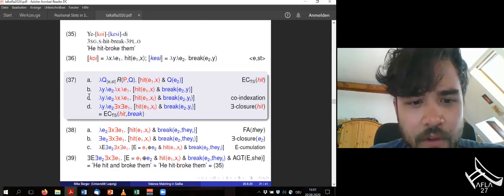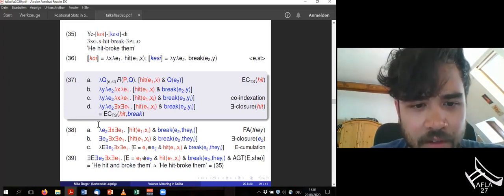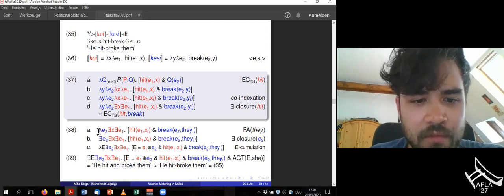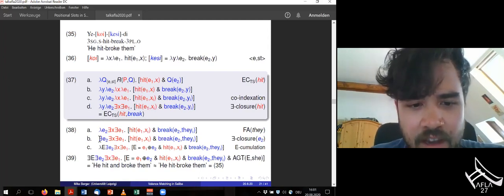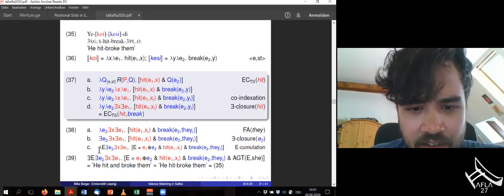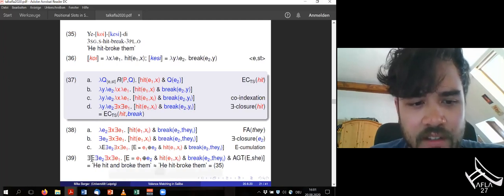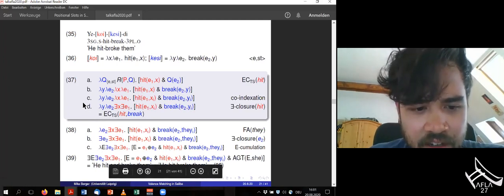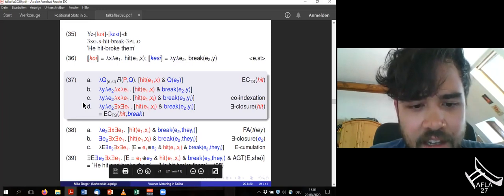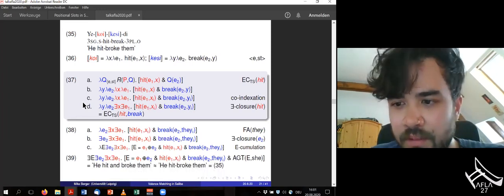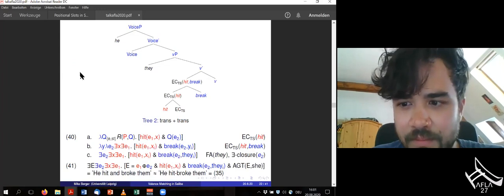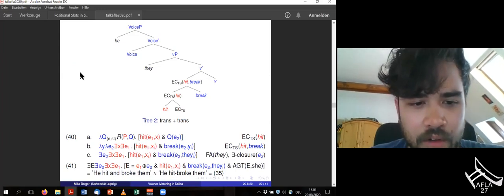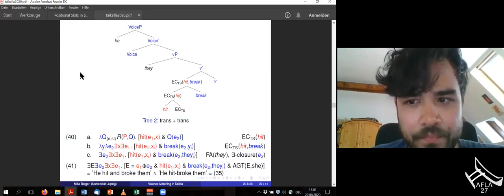And then we proceed with function application of the object, dum, in 38A, which means we only have an event variable left. We existentially close that. We do event accumulation as in 38C, and then we add the agent, and this gives us the desired result in 39, he hit and broke them, he hit broke them. Okay, so this is the tree. I've just repeated the most important steps. Yeah, I think this should be fairly clear.